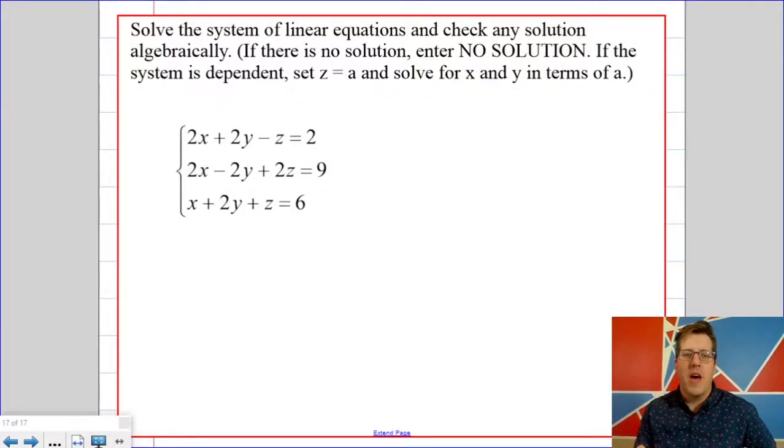Hey everybody, thought I would take a look at one of your homework problems. This is, I think, problem number 18 from the WebAssign.